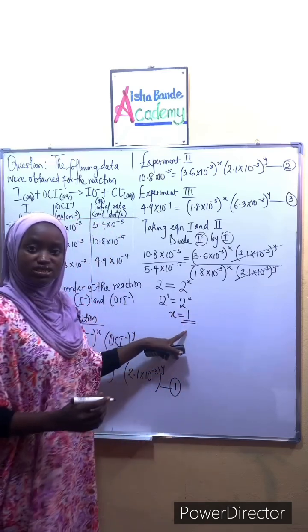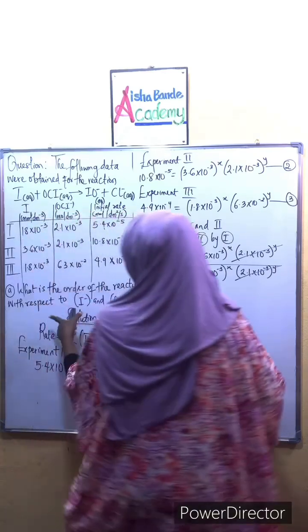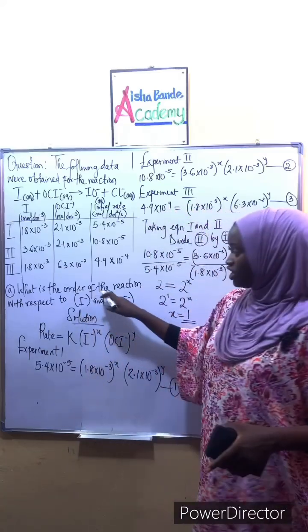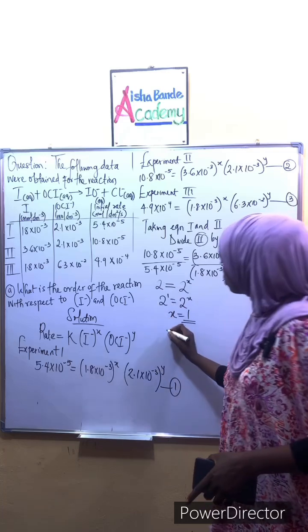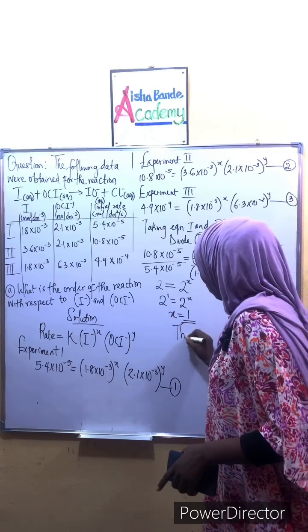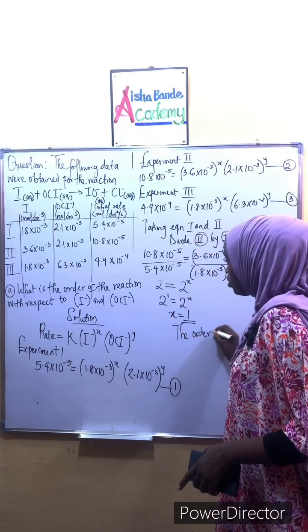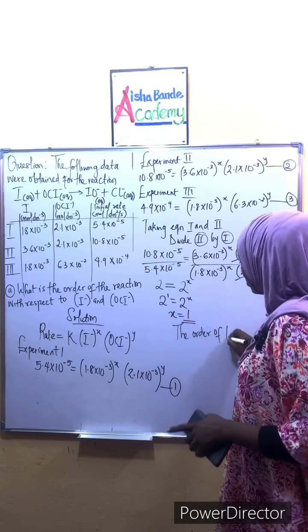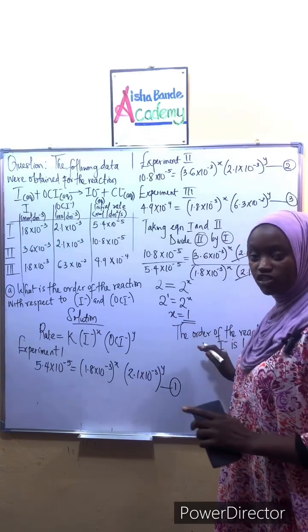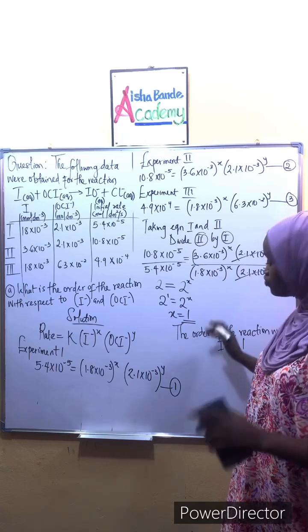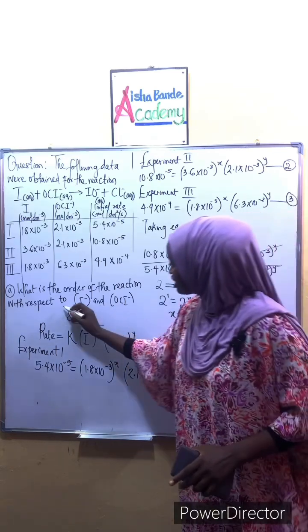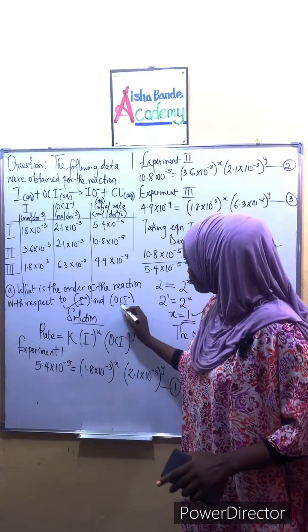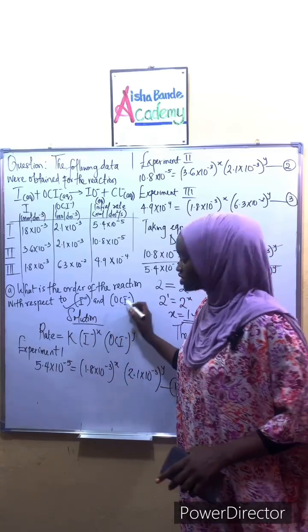So what this means, looking from the question, is that the order of the reaction with respect to I minus is 1. So this is how we write the answer. The order of the reaction with respect to I minus is 1. Okay, so we've answered the first question here. So we have to look for the other one here, right?